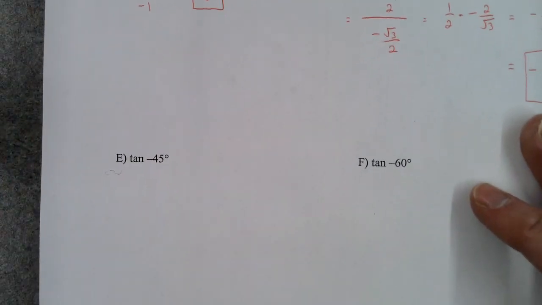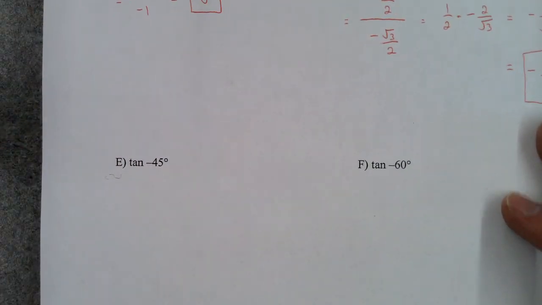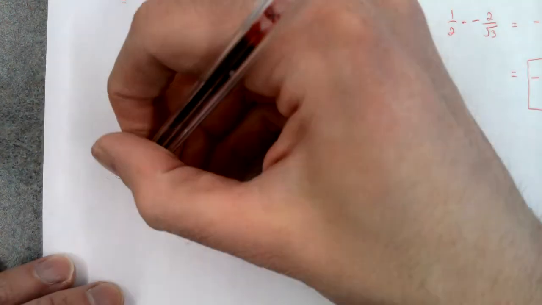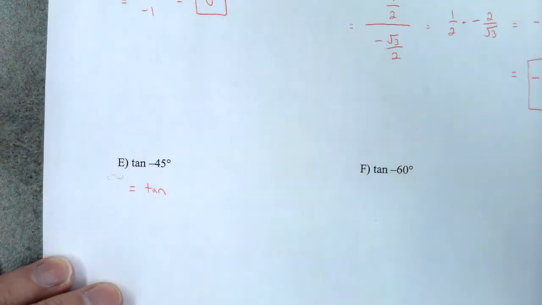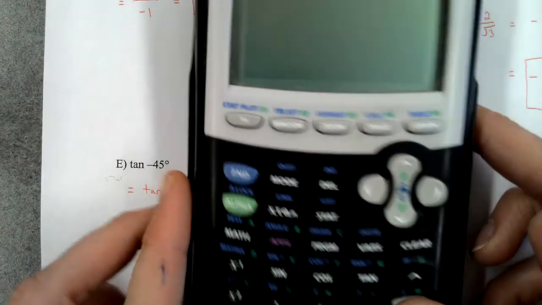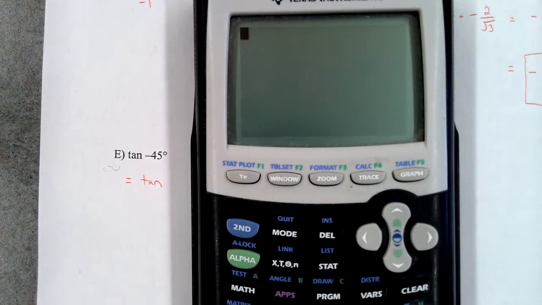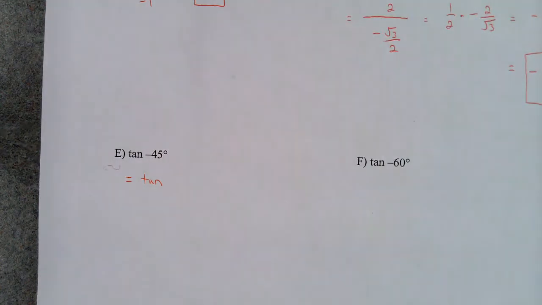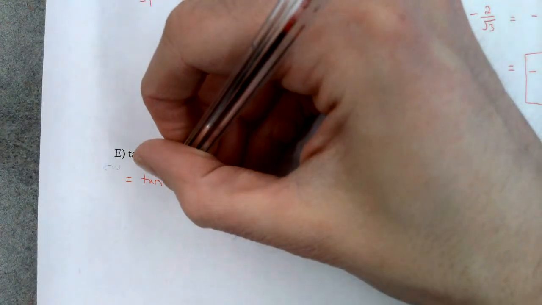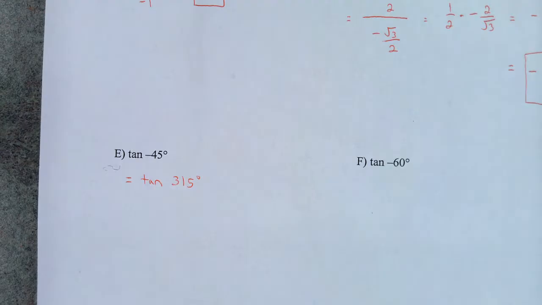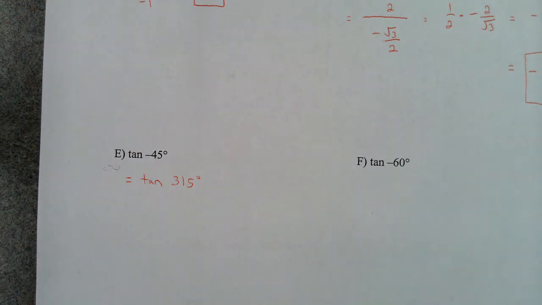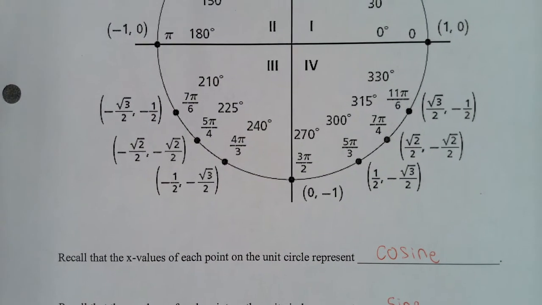Part E, tangent of negative 45 degrees. This is the same as if you add 360 and get its coterminal angle, negative 45 plus 360, you get the coterminal angle of 315 degrees. So negative 45 is the same as 315. So we'll go to 315 on the unit circle, and we'll do tangent of 315. There's 315.